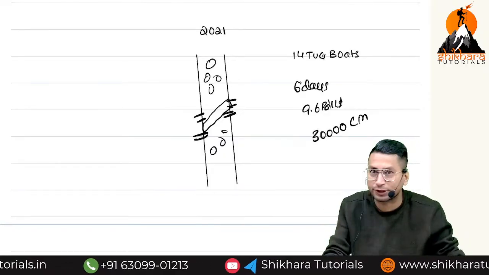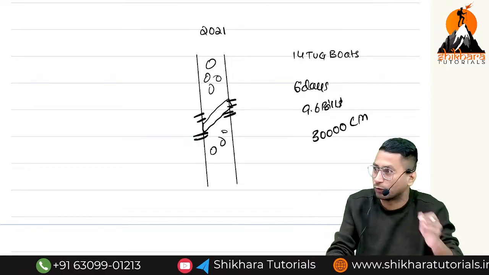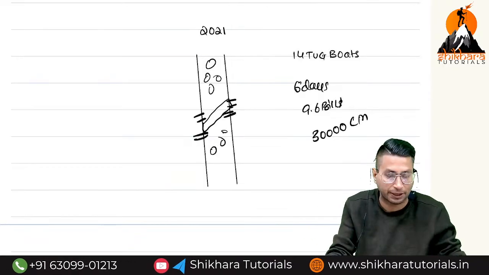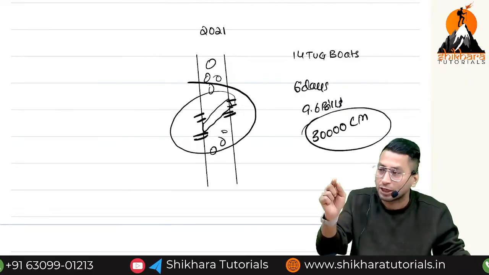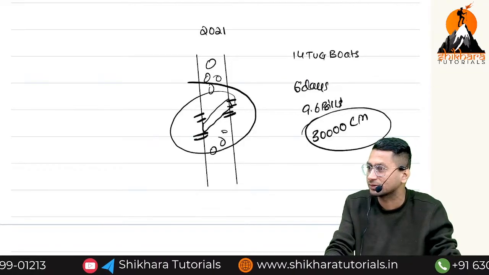14 tugboats were used. What pressure, say? At what time should which boat move? At what speed should it move? How much force should be applied? From which side of the ship? How much mud should be removed? Do you think a human being can do all these calculations?